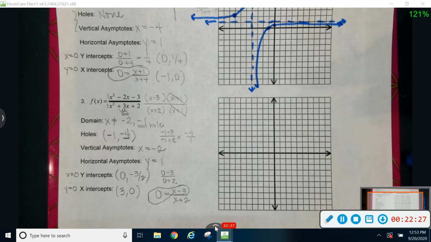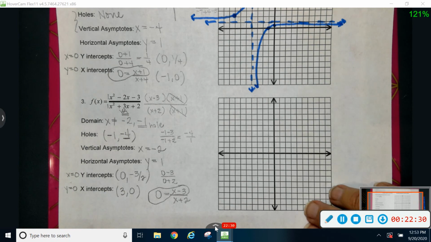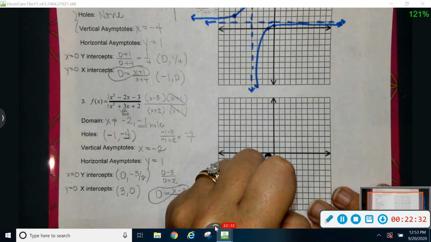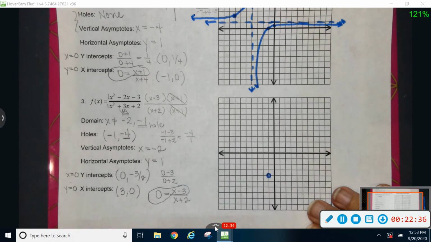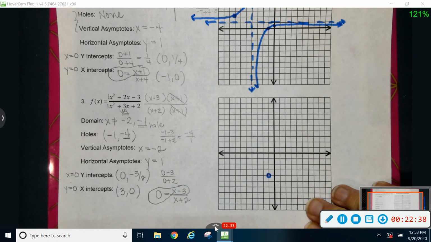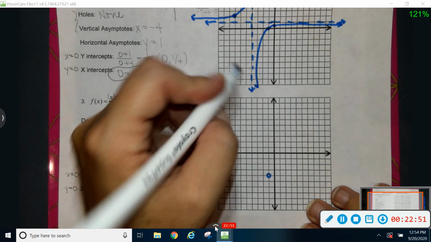So let's see what we got. This time I have a hole at -1, -4. So a hole is just a tiny little open circle that says, you know what? I can't fill in that point because when x is -1, I get a 0 in the denominator. So it's just a tiny little gap in my graph. I also have a vertical asymptote at x equals -2.